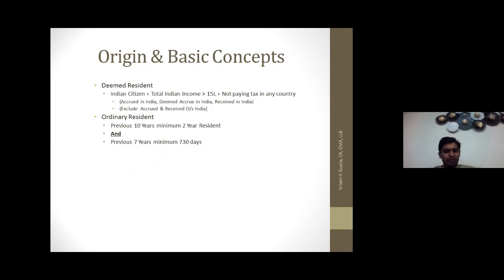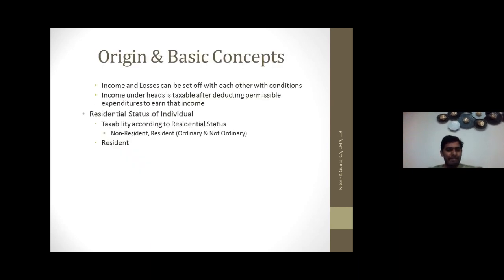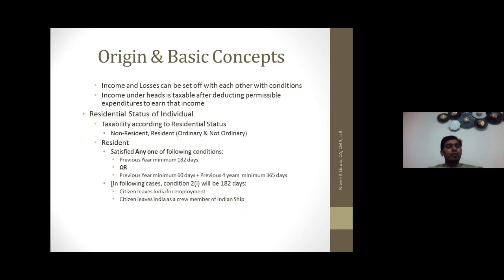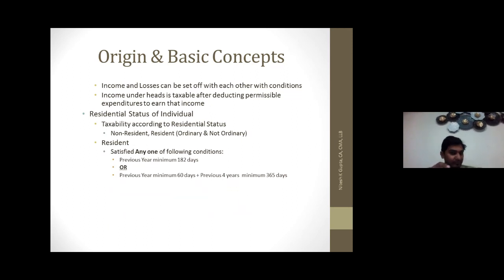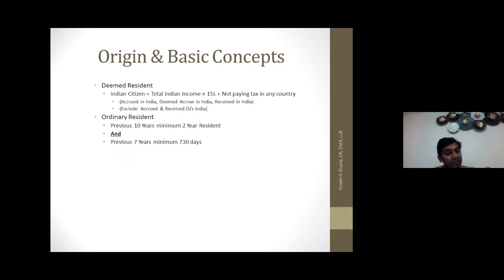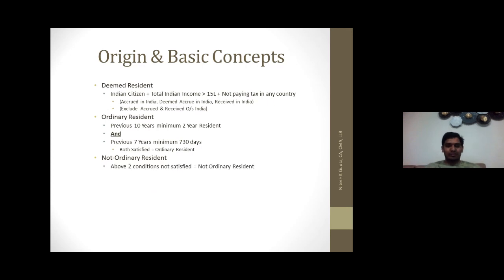Simple. Just look at the previous slide. You have to satisfy any one of the conditions, either this or this. "Or" is written. But here you must satisfy both the conditions if you really want to be ordinary resident. Otherwise, you will be not ordinary resident.